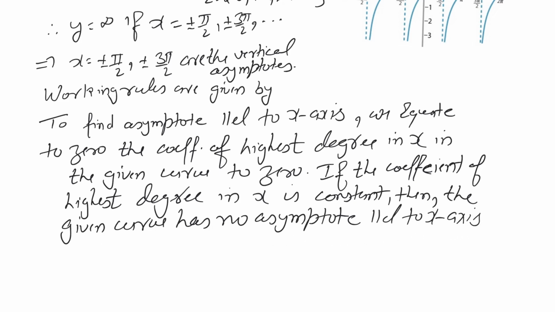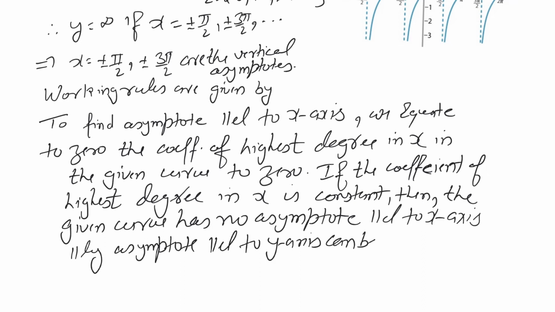Similarly, we can deal with the asymptote parallel to y-axis. In that case, we find the coefficient of highest degree in y and equate it to 0, and if that coefficient is constant, then we have no asymptote parallel to y-axis. Similarly, asymptote parallel to y-axis can be determined.